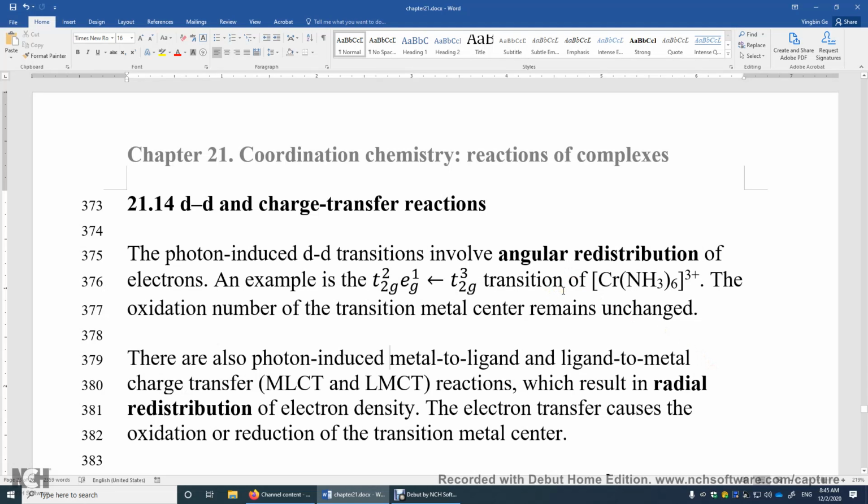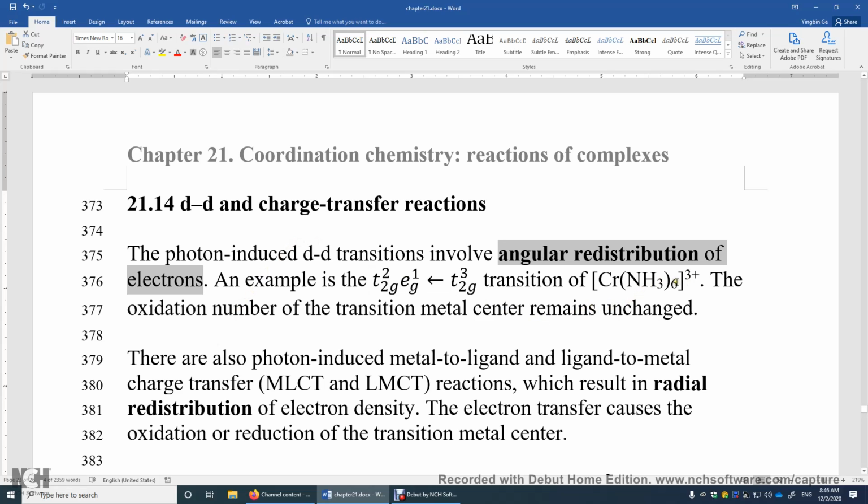Section 21.14, DD and charge transfer reactions. The photon-induced DD transitions involve angular redistribution of electrons. So that means when you promote an electron from one d orbital to a different d orbital, its magnetic quantum number changes. The z component of the electron spin changes.